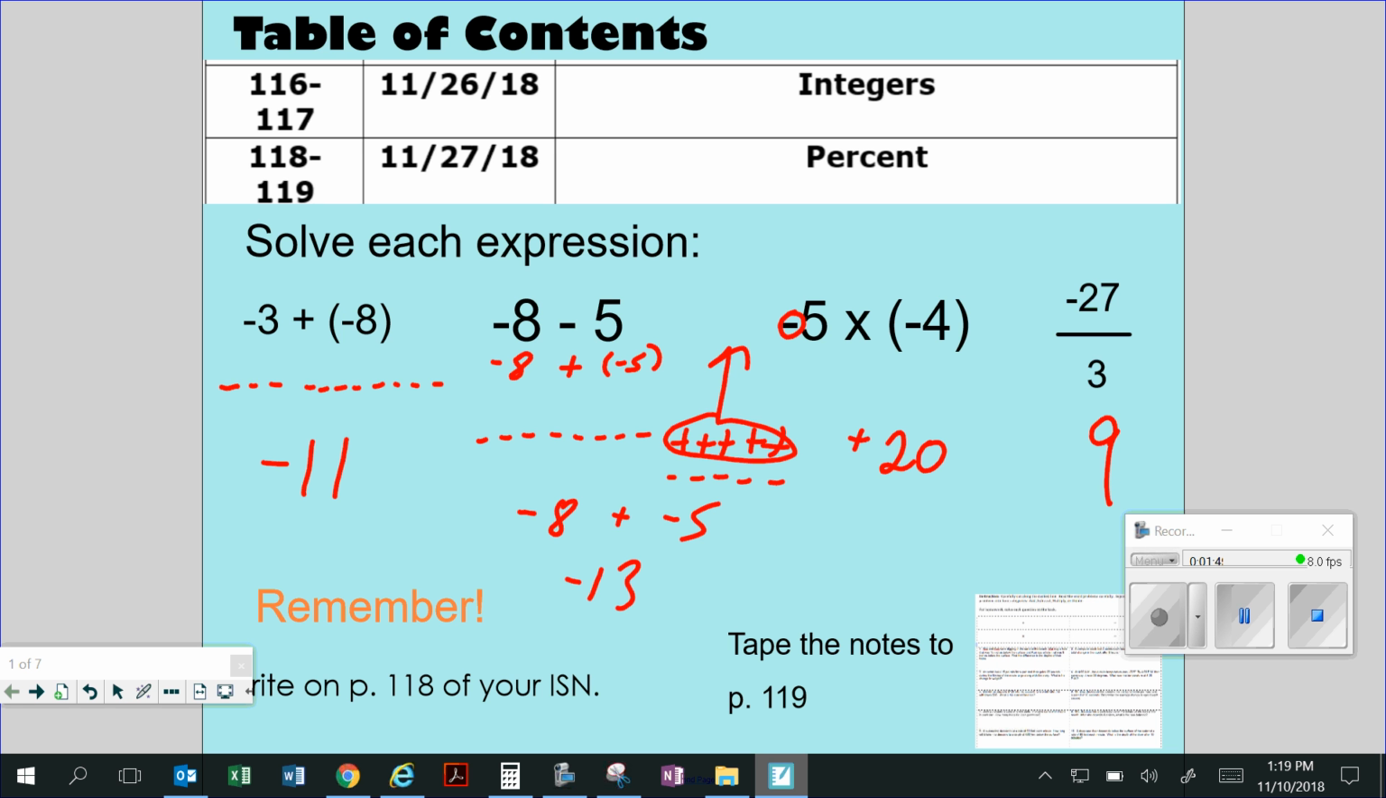Is this positive or negative? If you have 27 negatives and you're dividing them into 3 groups, let me draw 27 negatives, and you divide them into 3 groups, there are 9 negatives in each group. Or 27 divided by 3 is 9, opposite is negative. So hopefully this is coming back to you slowly.